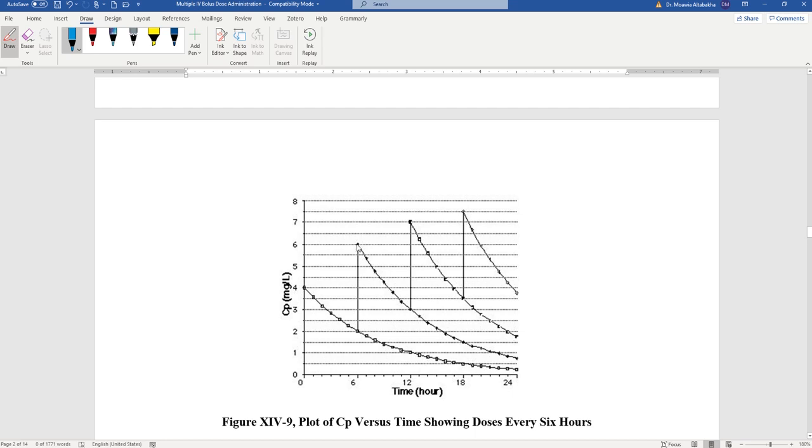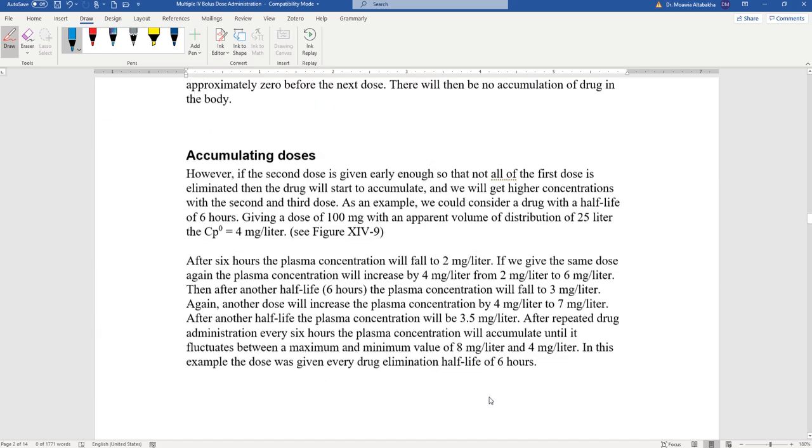Look here, 6. After 6 hours, what do we have? 3. Now, I want to give the same dose. What happens? 3 plus the dose that I'm giving, 3 plus 4, it became 7, and after 6 hours it will be 3.5, then I will add 4, it becomes 7.5, and so on.